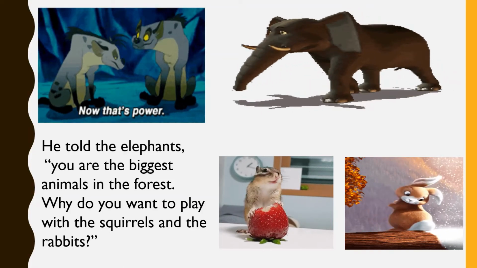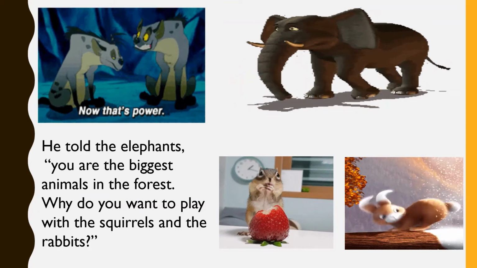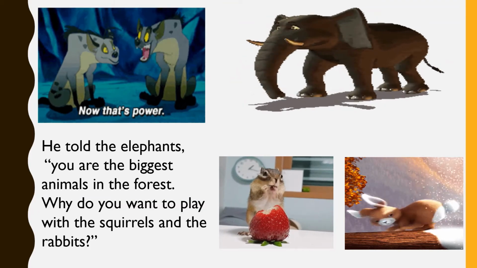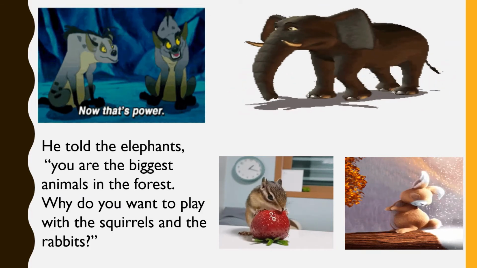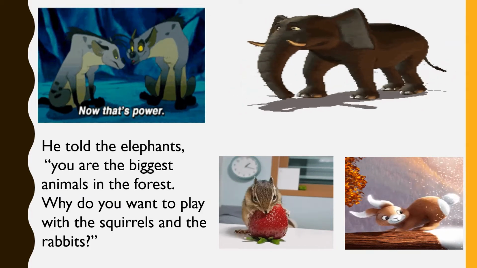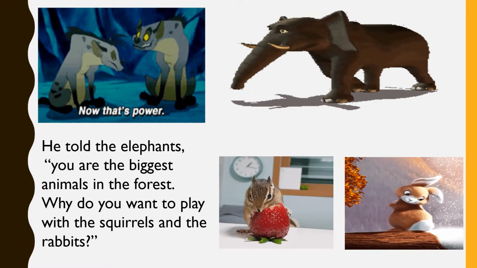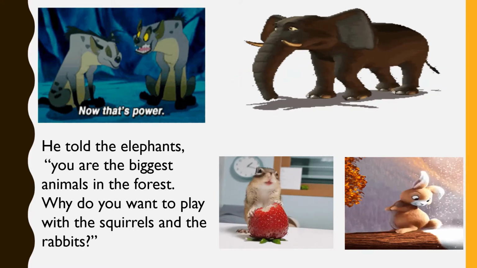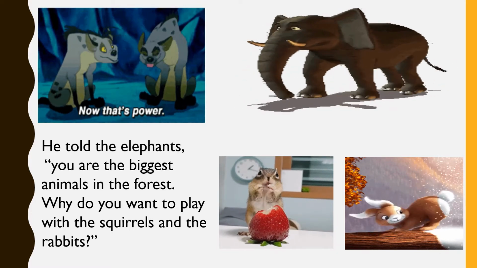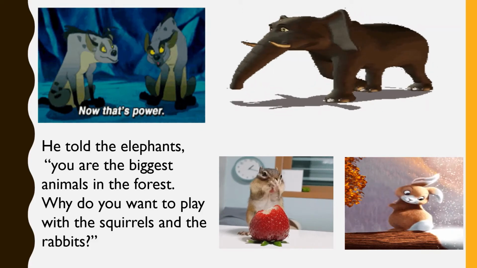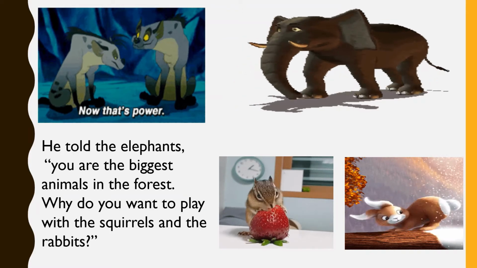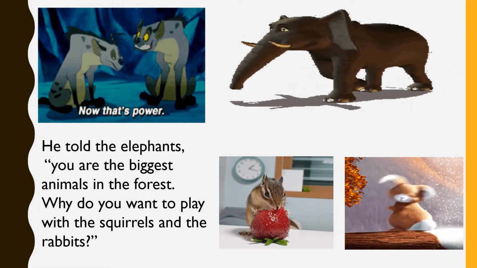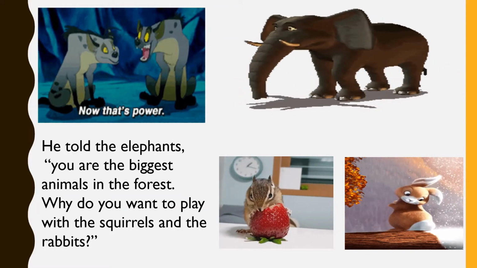Let's see the work of the jackal, what he did from here onwards. He told the elephants, "You are the biggest animals in the forest. Why do you want to play with the squirrels and rabbits?" Now the jackal has started his cunning work to poison the minds of the animals. He told the elephants, "You have great power. But why do you want to play with such tiny and small little animals like squirrels and the rabbits?"